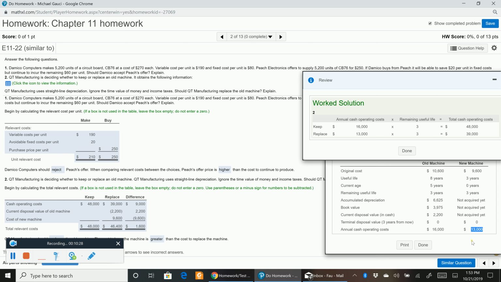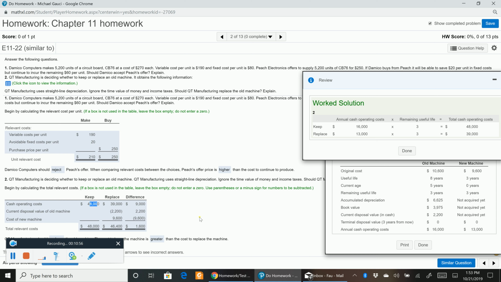We only have to spend $13,000 a year on cash operating costs. So once again, we're going to do our two-column approach. What are going to be the relevant costs to keep versus replace? Well, to keep it, I just need to know that I have $16,000 in operating costs for 3 more years. 16 times 3, that gives us our $48,000. And that's all we need to worry about.